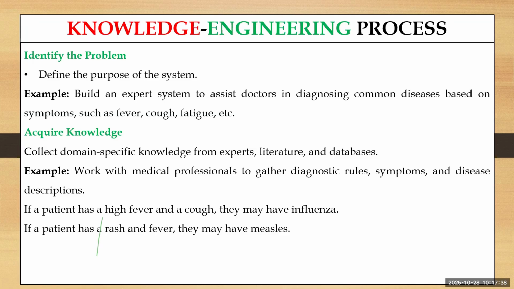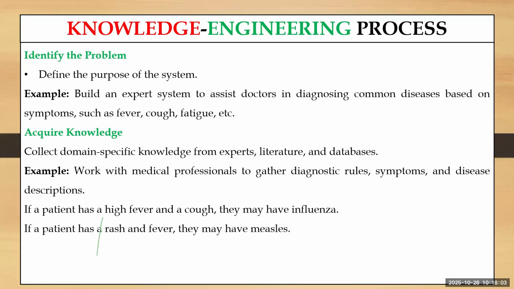So here the first stage is, first we need to identify the problem. That means for developing an AI system, first we need to define the purpose of that AI system. We have to know about the purpose of the AI system. So let us take this example. Now I am going to develop one AI system that is helpful for doctors. That means medical AI.